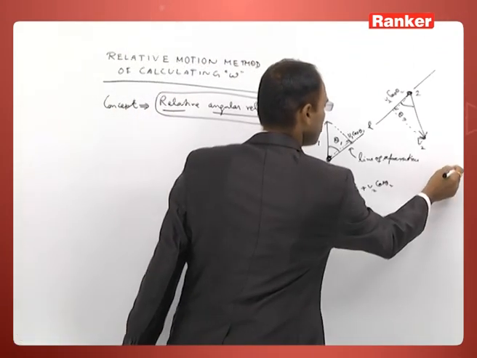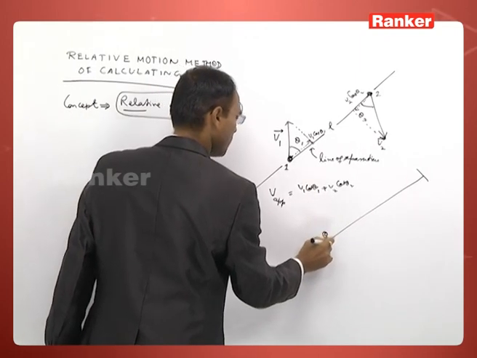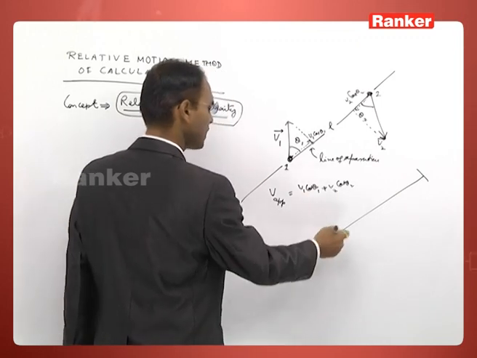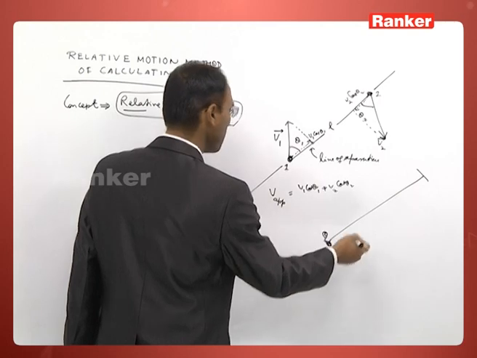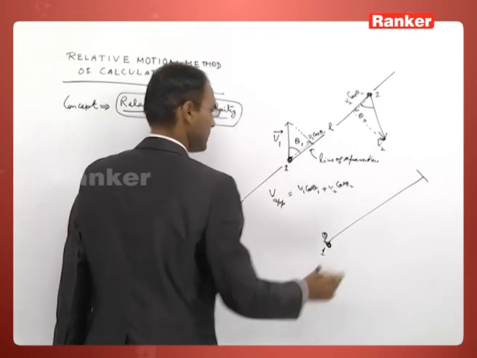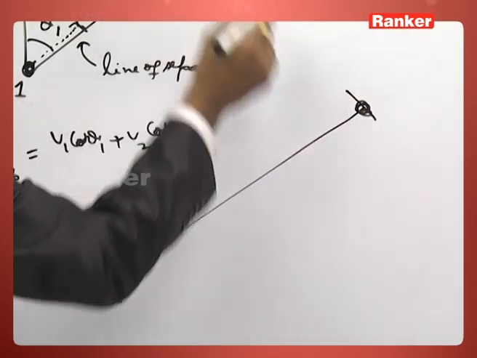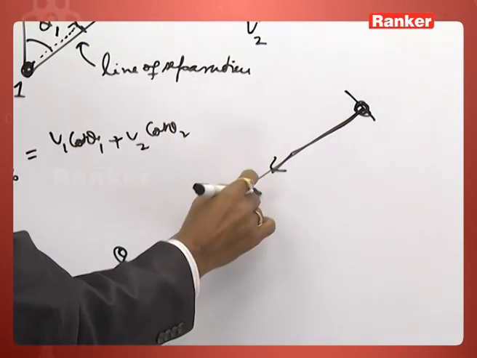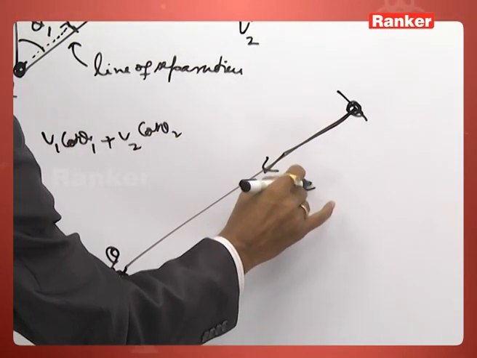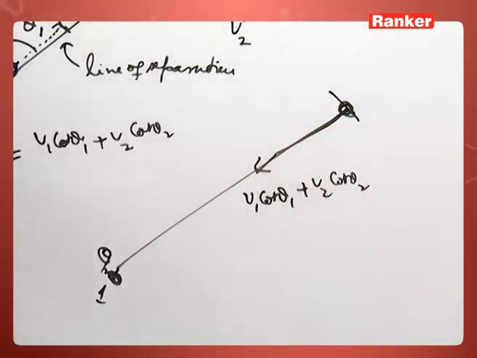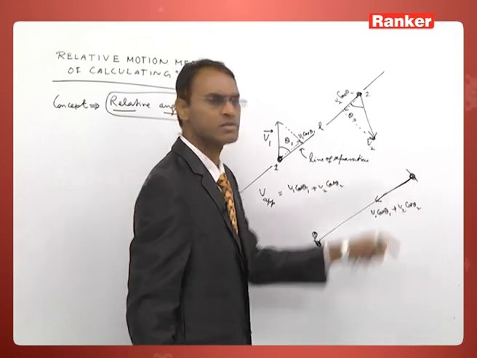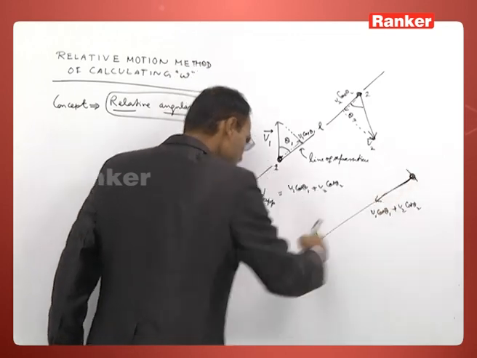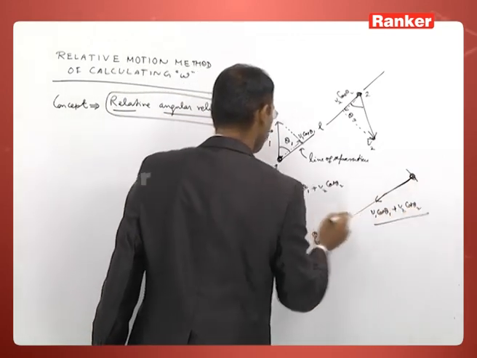This physically means that when you stand on this object or particle, a point mass, it seems as if this point 2 is approaching towards you, moving towards you with a velocity v1 cos theta 1 plus v2 cos theta 2. This is one component of its velocity, and the component of its velocity along the line of separation towards you is called velocity of approach.